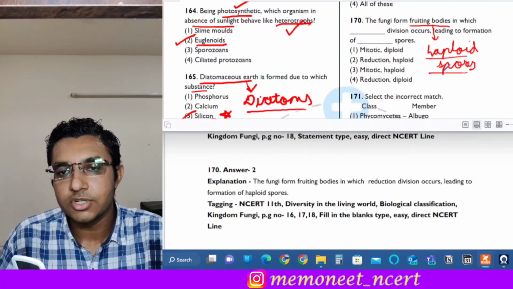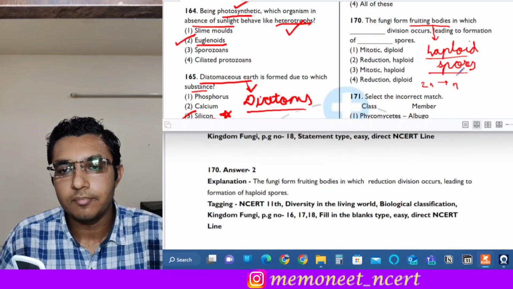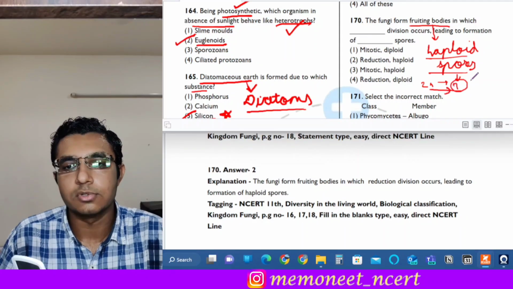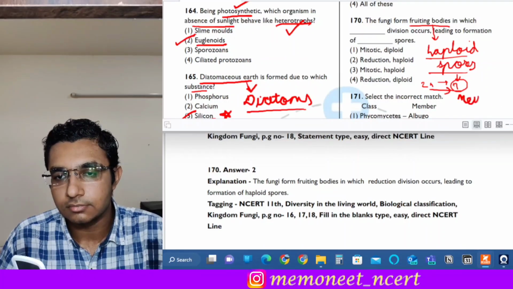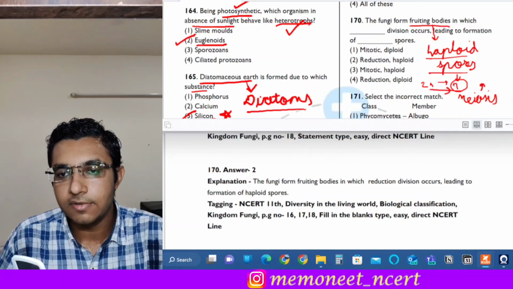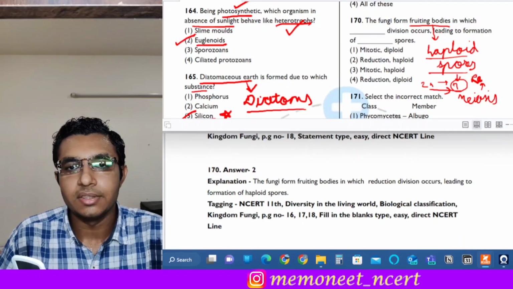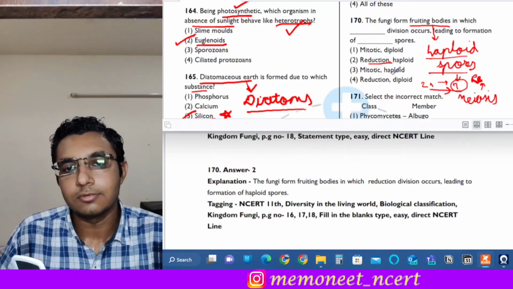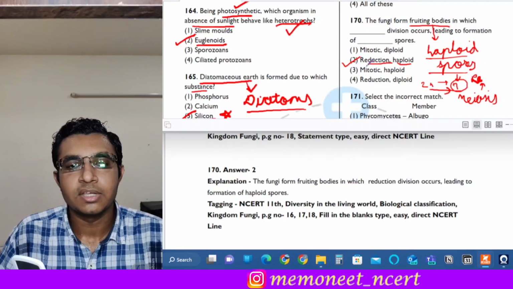And how will be the formation of haploid spores? See, the somatic cells or the normal cells will be 2n, that is diploid, but the spores are haploid, so they have to be n. To form the haploid spores, there has to be reduction in the number of chromosomes. So what type of division should occur? Yes, there should occur the meiosis. And meiosis is what type of division? It is reductional division. So in the fruiting bodies the reduction division occurs, and this leads to the formation of the haploid spores. So the correct answer to this question will be option 2. I hope you are clear with this question.